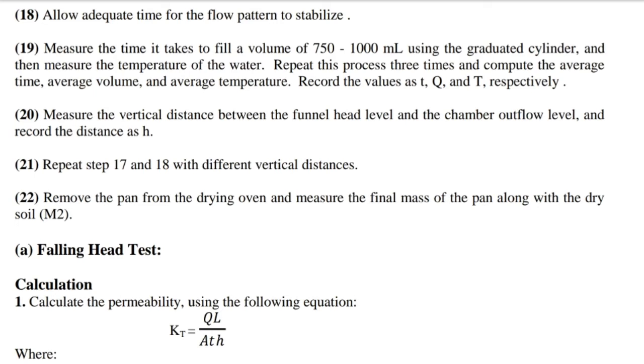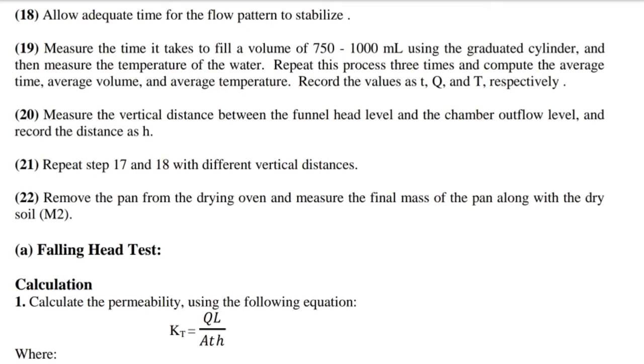19. Measure the time it takes to fill a volume of 750 to 1000 ml using the graduated cylinder and then measure the temperature of the water. Repeat this process 3 times and compute the average time, average volume and average temperature. Record the values as small t, capital Q and capital T respectively.